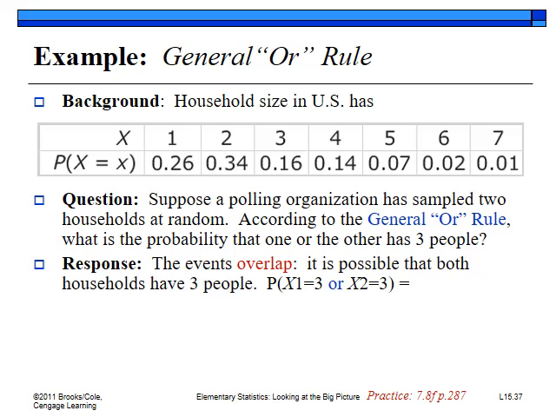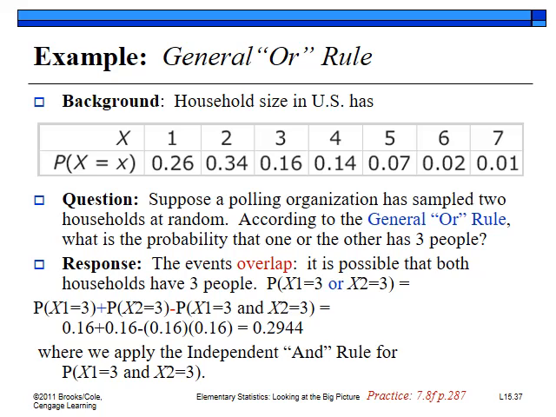So the probability that the first is 3 or the second is 3 is the probability that the first one is 3 plus the probability that the second one is 3 minus the probability that there's overlap, which means that they're both equal to 3. We can compute that overlap by using multiplication, and we get a result of 0.2944.